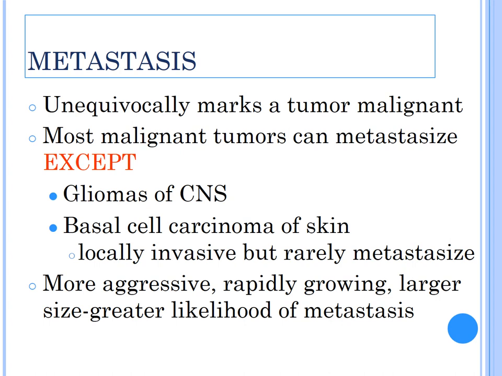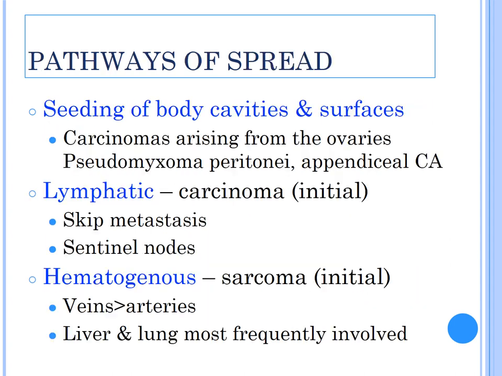Now, if the tumor is more aggressive, meaning it is growing rapidly, it is growing fast, larger, then there are more cells, and of course, there is a greater likelihood of metastasis. Now, nakalat na. What are the pathways of spread? So, you have seeding of body cavity and the surfaces, seeding, and you have lymphatic and hematogenous.